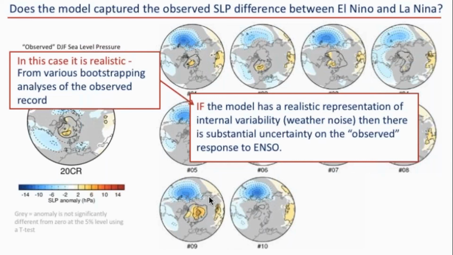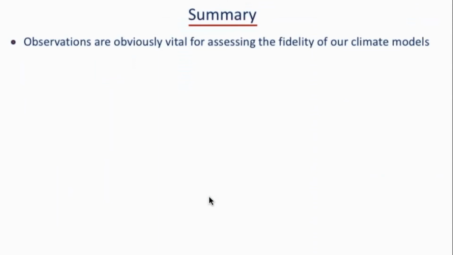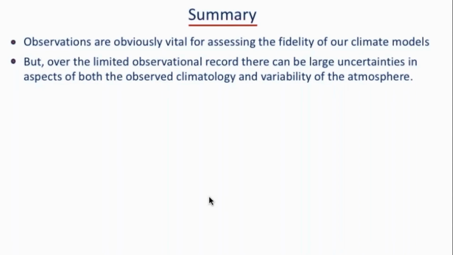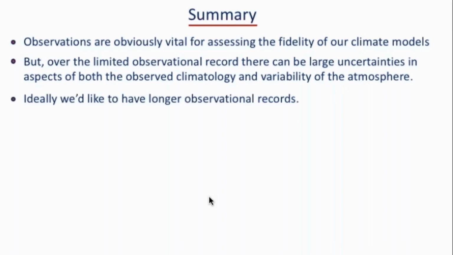And without going into the details, I would believe this is the case for these El Nino composites. You can do bootstrapping analyses on the observations and show that the variability is similar. So to summarize, observations are obviously vital for assessing the fidelity of our climate models, but with a limited observational record, even going as far back as the beginning of last century, aspects can be pretty uncertain. Even basic aspects of the climatology can be uncertain, and we may not be fully aware of the uncertainties because we can't see all the timescales of importance.